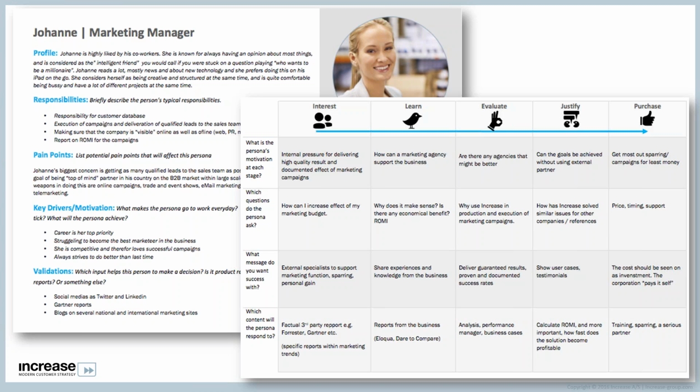And obviously, everybody who's selling stuff, including us, would like to talk only to the stage called purchase, because that's where the money is. But obviously, as we all know, we need to go through all the stages. So we need to create some content that is supporting this journey for all our different personas.